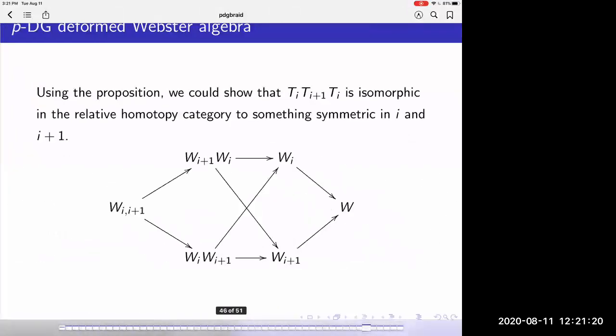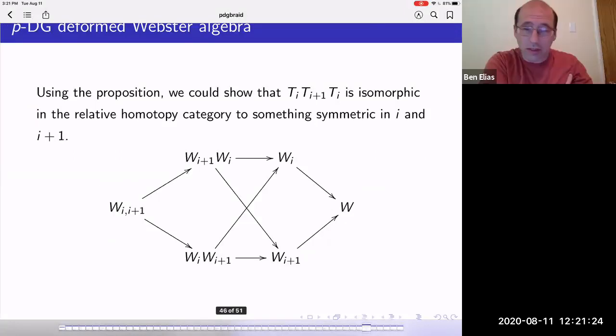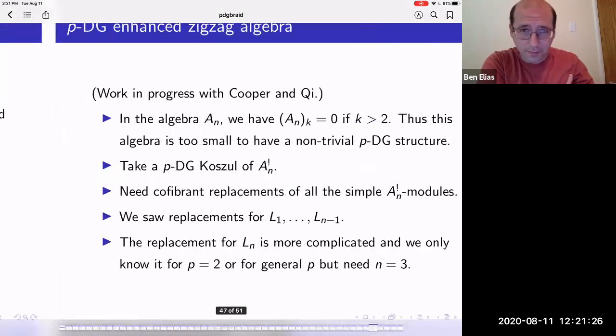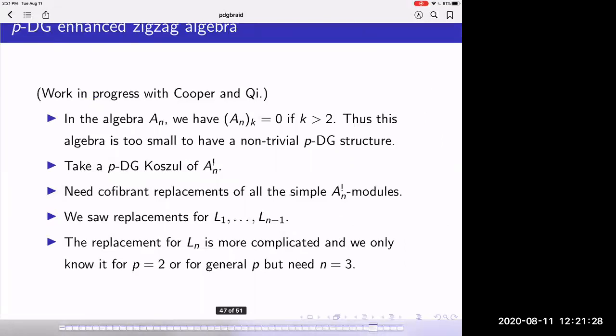And I don't know how much more time I have, because I have another section, but I could also omit it. You've still got 4 minutes. Okay, so I'll quickly wrap this up with this last section. This is joint work in progress with Ben Cooper and Gio.